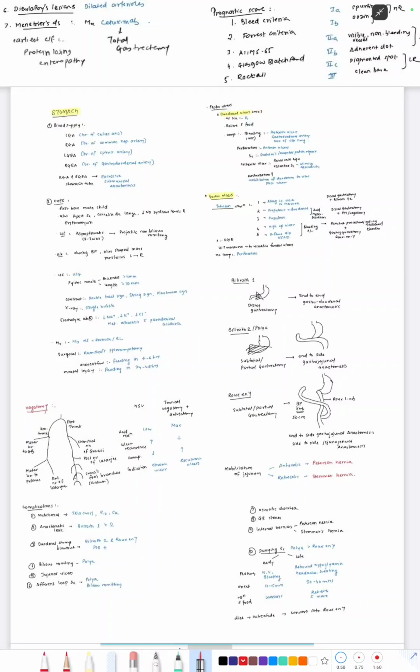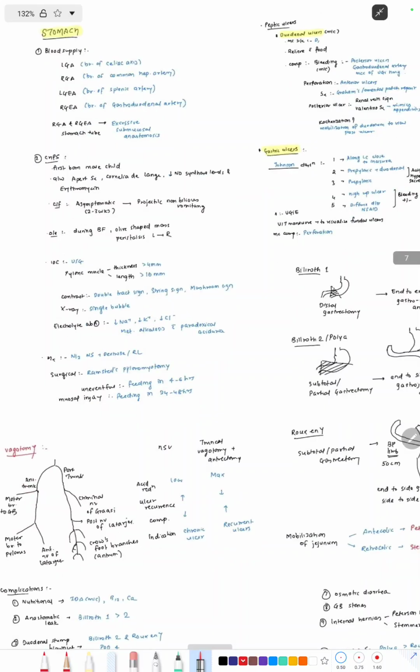Then the next is the stomach. In the stomach there are different arteries. The left gastric artery is a branch of the celiac axis. The right gastric artery is a branch of the common hepatic artery. The left gastroepiploic artery is a branch of the splenic artery. The right gastroepiploic artery is a branch of the gastroduodenal artery.